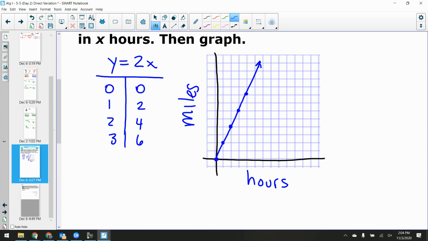So there's my graph. I mean, I could have done that like 2 weeks ago, right? And back in chapter 4 if I really wanted to. But now we know that this equation is represented by a direct variation. And now we can talk about it in a little bit of a different way. Here's the other thing that I wanted to show you.